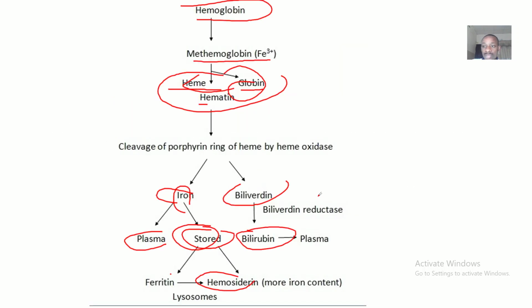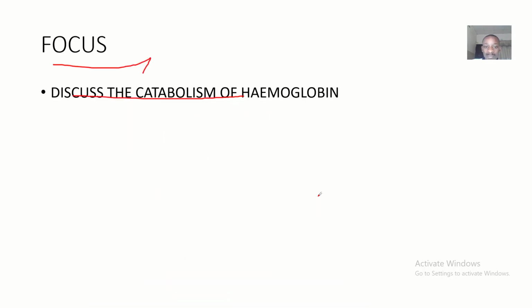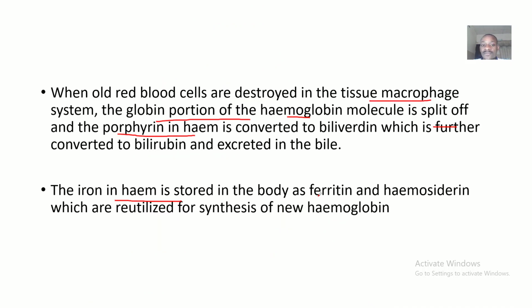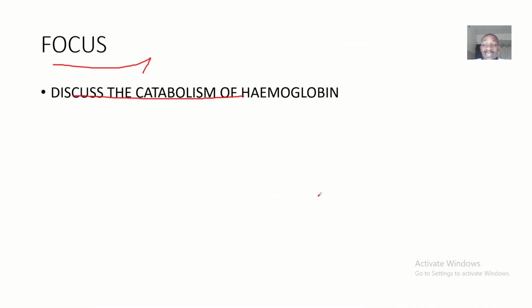So, in summary, for the catabolism of hemoglobin: hemoglobin is converted into methemoglobin, which is divided into heme and globin. Globin is stored and reused, while heme is divided into iron and biliverdin. Biliverdin becomes bilirubin in plasma. Iron can go into plasma, and some of it is stored and becomes ferritin. So that's it for the catabolism of hemoglobin.